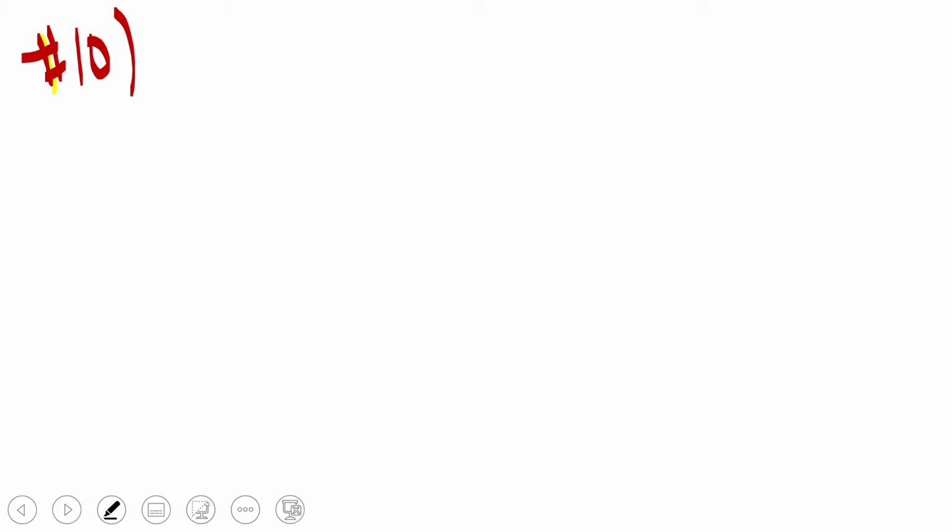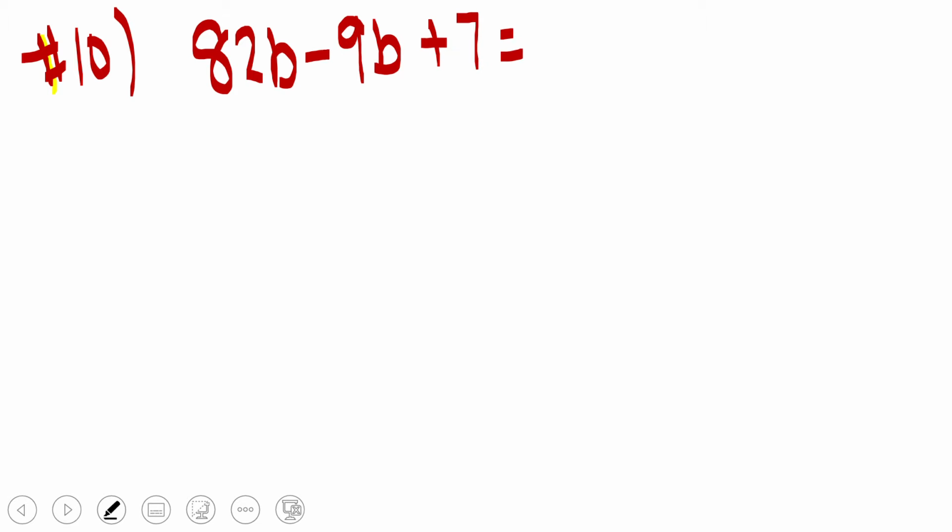We have 82b minus 9b plus 7 equals 73b plus 19. There are like terms to combine. So if we look at like terms, that means the constant is a real number. The variable is exactly the same as far as exponents attached, or the number is just a constant. We have a couple of those, so let's look that over.